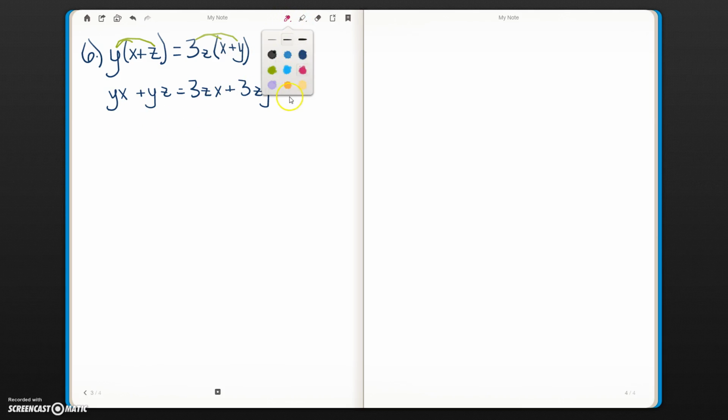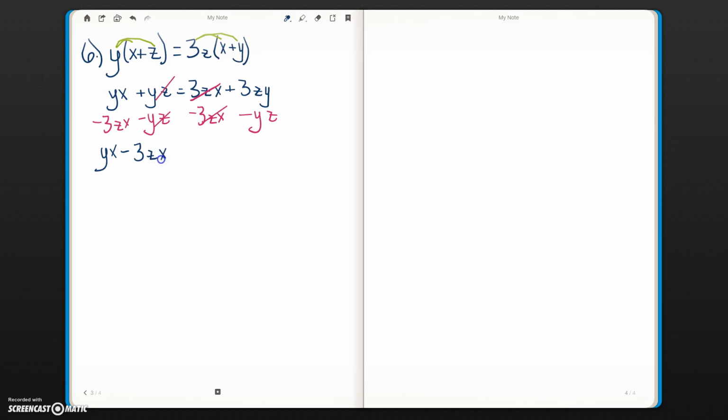Alright, so the next thing, I want to get all my x terms to one side and all my other stuff to the other side. So this is other stuff, so I'm going to subtract this. And then I'm also going to subtract 3zx. I'm kind of doing this all in one step, so just hang with me. So I've got yx minus 3zx equals 3zy minus yz.